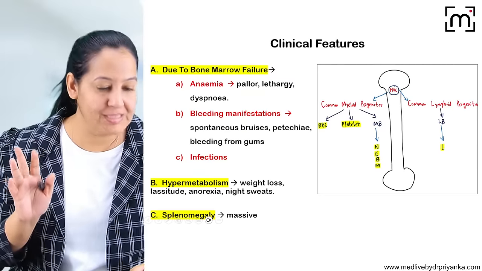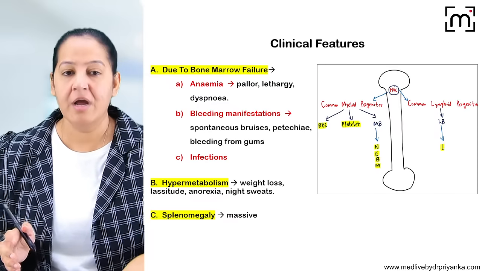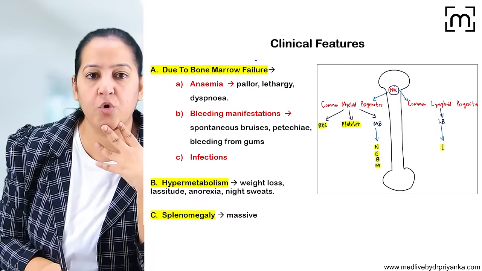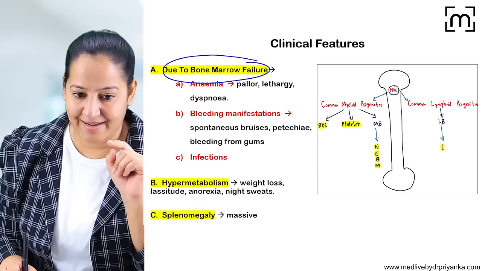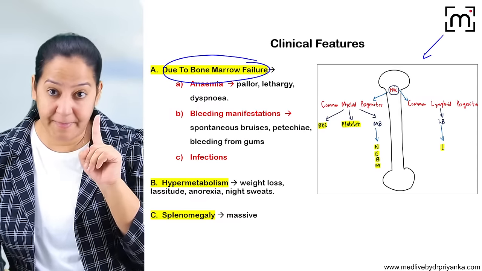We got the pathogenesis, now coming to the clinical features. Clinical features are due to bone marrow failure. I'm saying, now you understand this diagram also. I explained it to you at the beginning of the lecture.